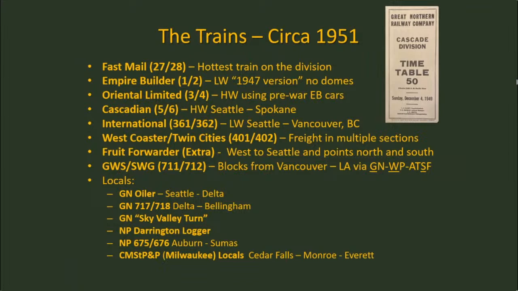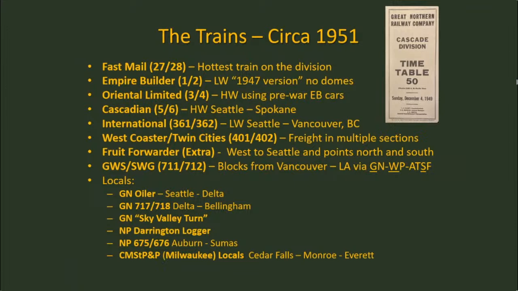Cascadian ran from Seattle to Spokane. The International ran from Seattle to Vancouver and got lightweight equipment in 1950. And so there's a very short window of time when you had lightweight International and the heavyweight Oriental Limited. And so that helped set the time at 1951. But it was a great combination of equipment as well, because you still saw steam, diesel, and the electrics.